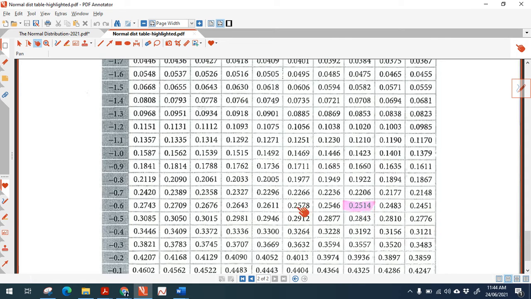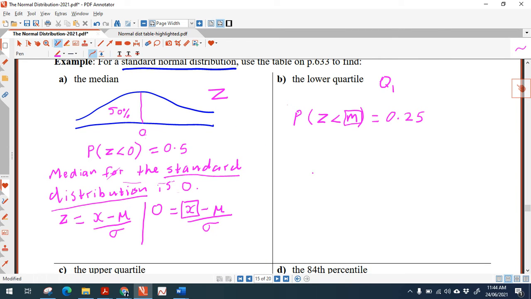So the number that I'm looking for, the z-score, will be negative 0.67. Let's just write that down. The probability that the z-score is less than negative 0.67 is approximately 0.2514 to four decimal places.